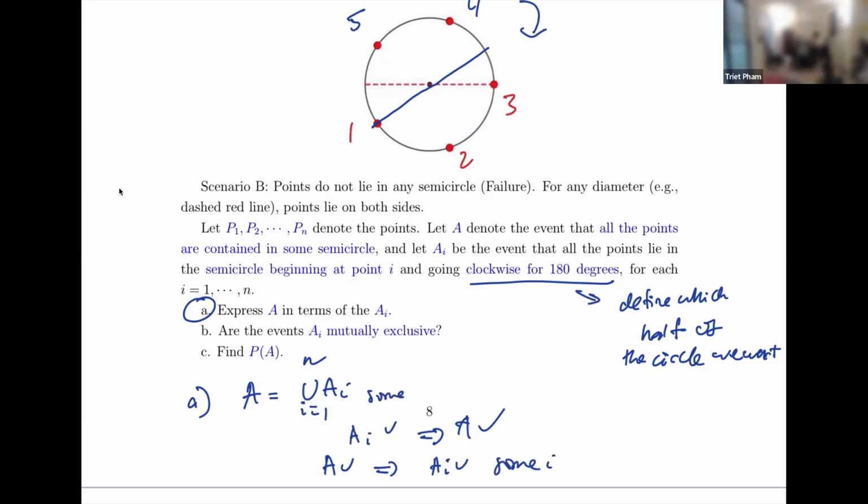Why would that be true? That means that if all the points lie in some semicircle, then there must be a point where you draw the line and it works. Why?